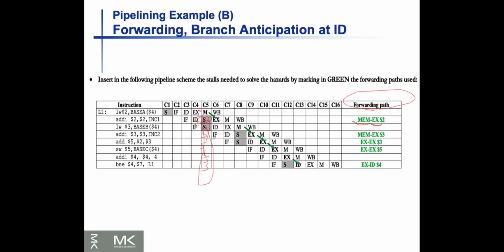But because nothing could have actually happened, because the issue is one after another, there's no need to write it down, right? Because the next instruction would be fetch here. The next instruction would be fetch here. So there's no need to write all the S's down.